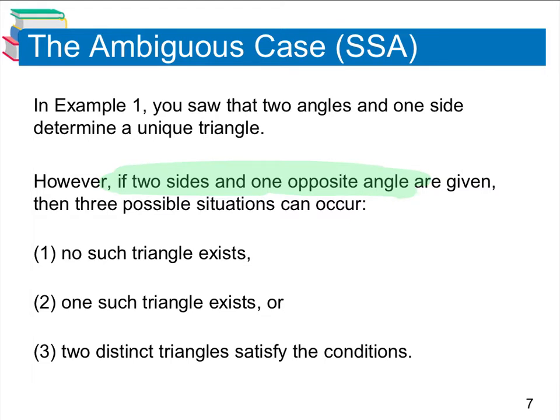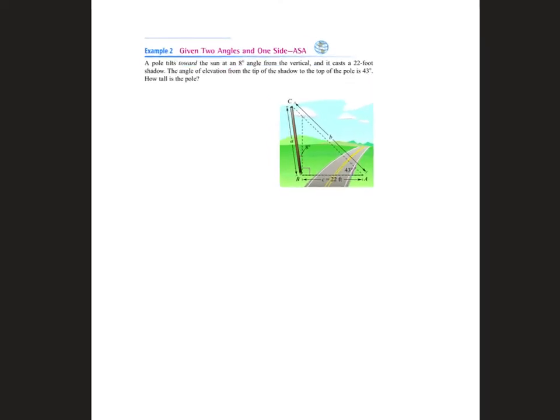So the last one, we had two angles and one side. We didn't have to check for one of these ambiguous cases, but if we ever have two sides and one opposite angle that's given, we have to check for these, which I'll explain when we get there. All right, so let's look at example two.